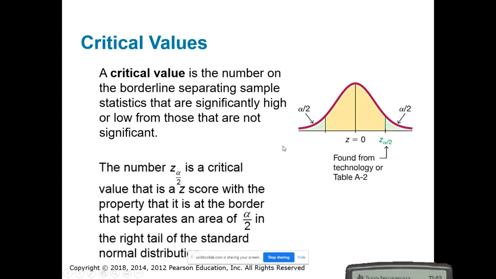We also have critical values. If we take a look at our bell-shaped curve on the right-hand side, the critical value is the number on the borderline separating the sample statistic. We have a high side, and we also have a low side. The number z alpha over 2 is the critical value. So notice from the confidence level, we have 1 minus alpha. We must use the corresponding alpha in our critical value calculation. So let's take a look at an example.